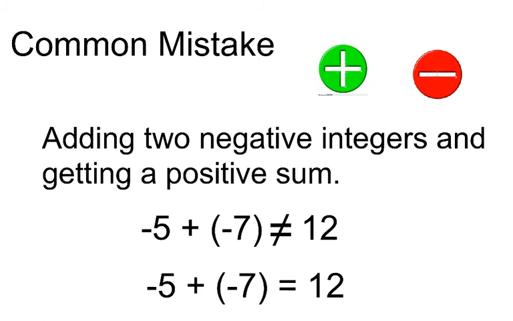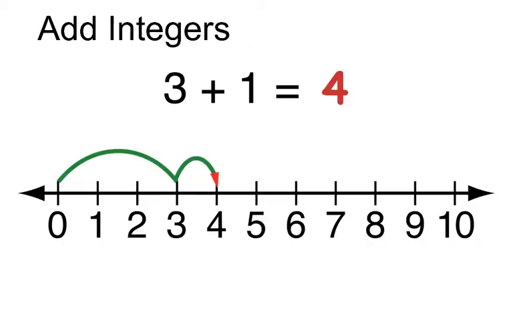A common mistake is that when students add two negative integers, they get a positive sum. For example, -5 plus -7 should not be positive 12. Instead, it should be -12. And that happens because students apply other integer rules to addition. So make sure you're going the right way down the number line or using the right kind of manipulatives.